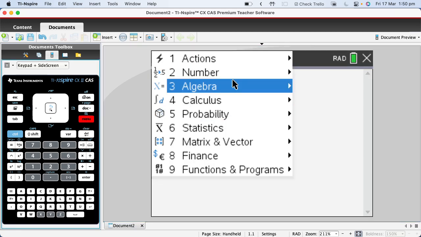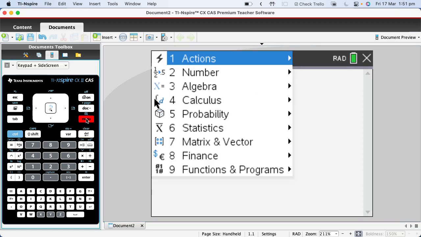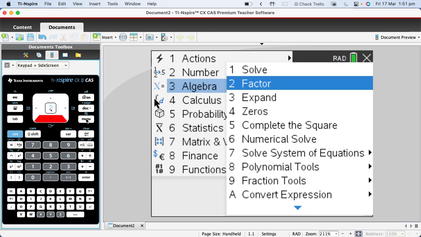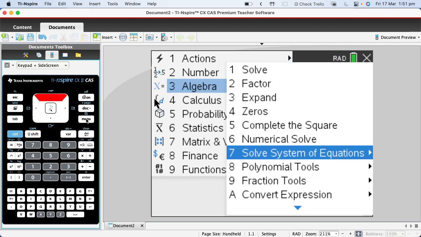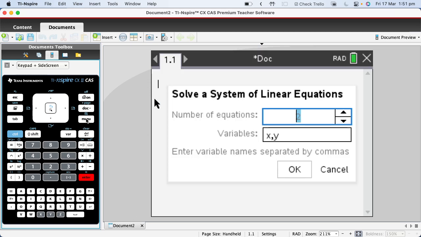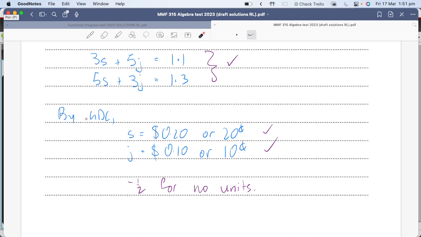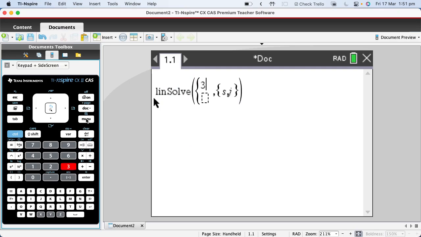Menu, algebra. Menu, algebra, and I'd be going down to solve system of equations and solve system of linear equations. Two variables, S and J. You can leave it as X and Y, but then you have to translate it in your head. Now you type it in. So we've got 3S plus 5J equals 1.1.